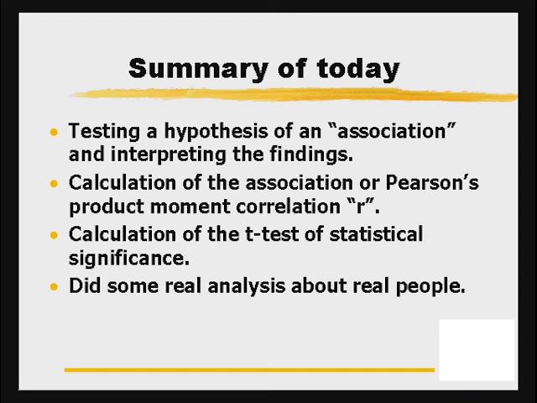So the null hypothesis is that there is no association, and the alternative hypothesis is that there is an association. We showed you how to calculate the association in the Pearson's product moment correlation, or R, and how to calculate the t-test of statistical significance. And we did some real analyses about real people and looked at real associations of about 1,800 veterans, looking at the association between weight change and blood pressure change.